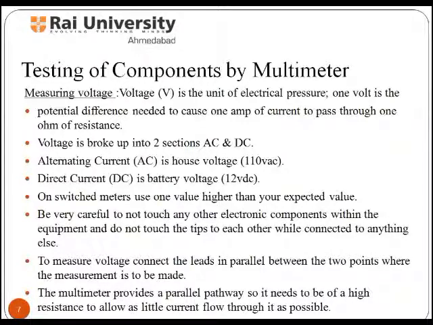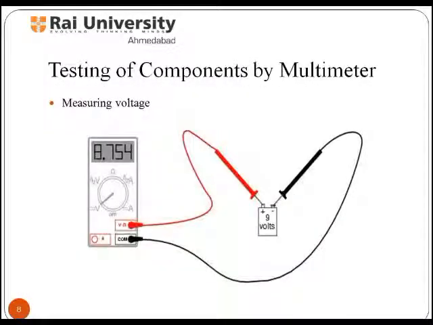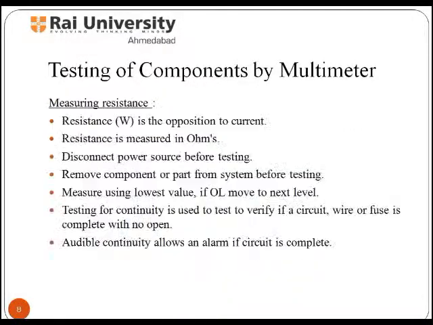The multimeter provides a parallel pathway, so it needs to be of a high resistance to allow as little current flow through it as possible. Now look at the diagram to see how to measure voltage. Measuring resistance. Resistance is measured in ohm. Pick out a random resistor and set the multimeter to the 20 ohm setting.